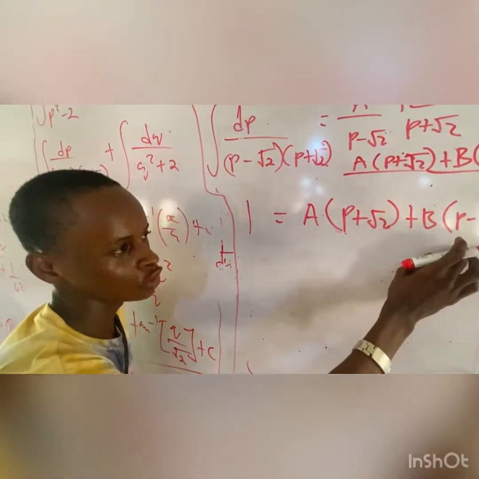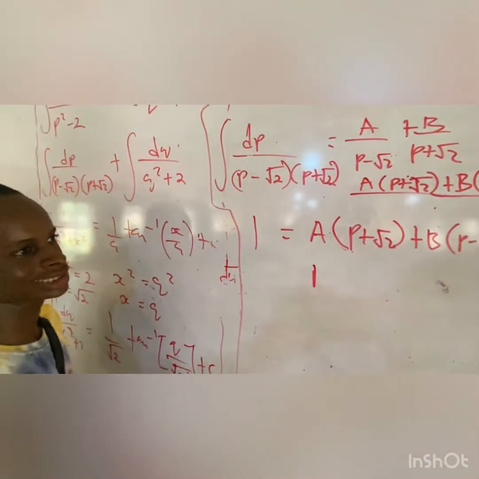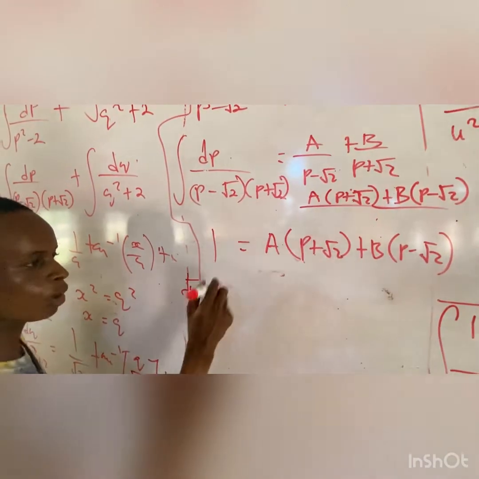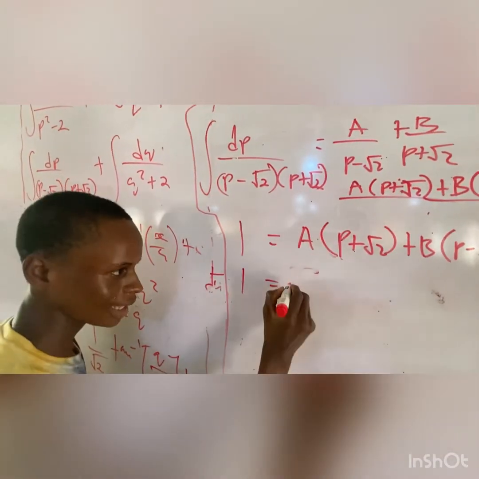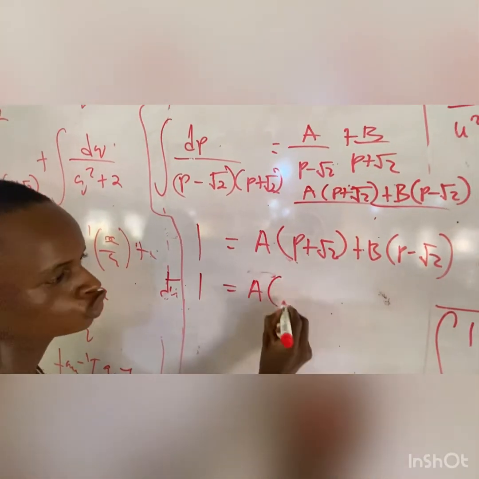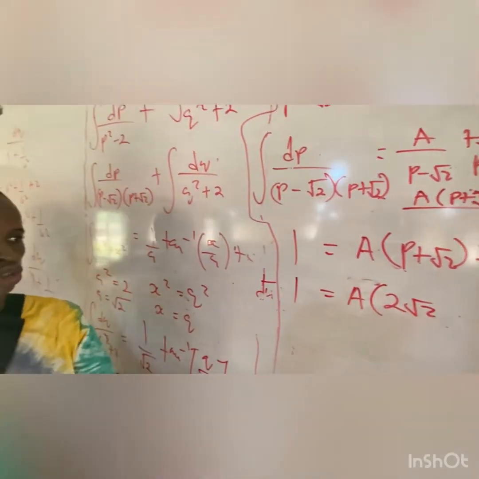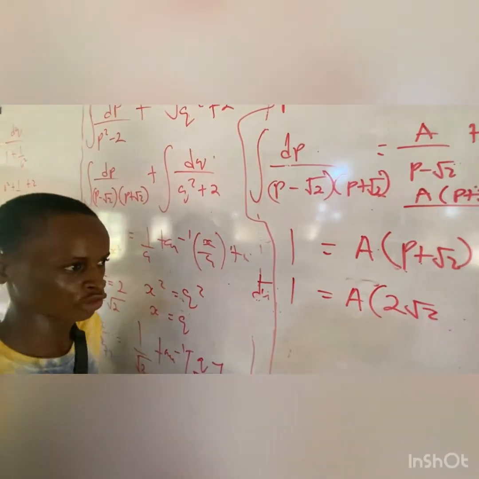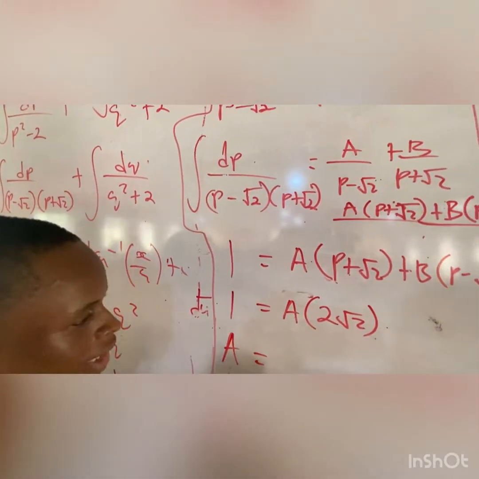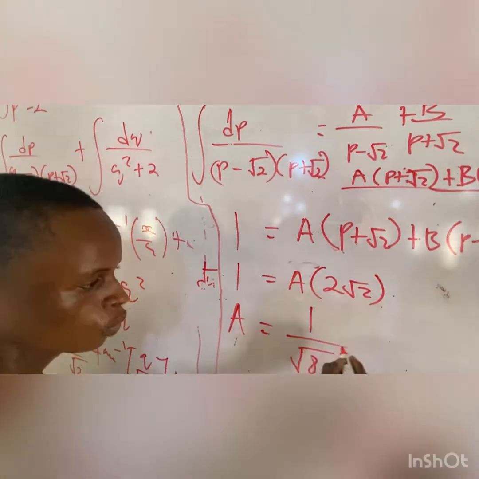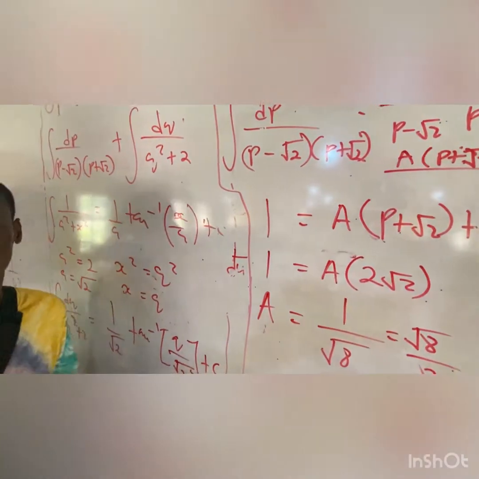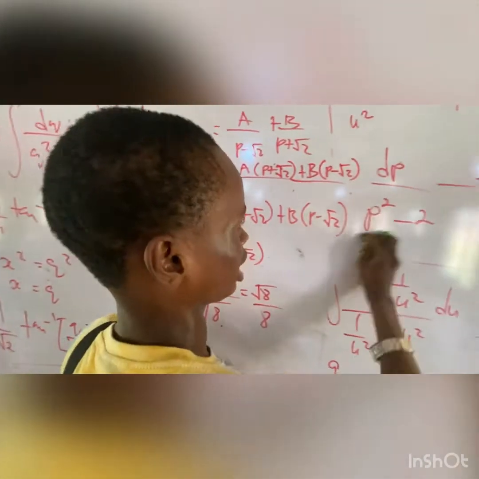So when p is equal to the square root of 2, it means that this place will be 0. So we have this as a open bracket root 2 plus root 2. That is 2 root 2, which is the same thing as the square root of 8. So our a is equal to 1 over the square root of 8, which is the same thing as the square root of 8 over 8.